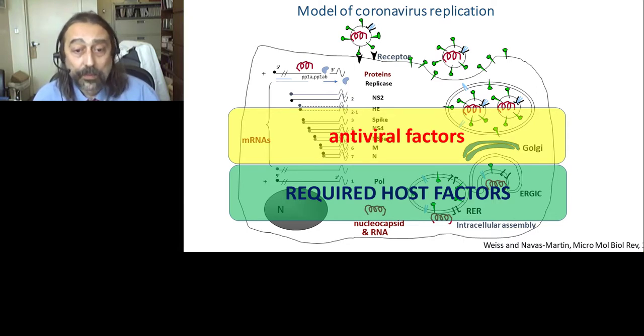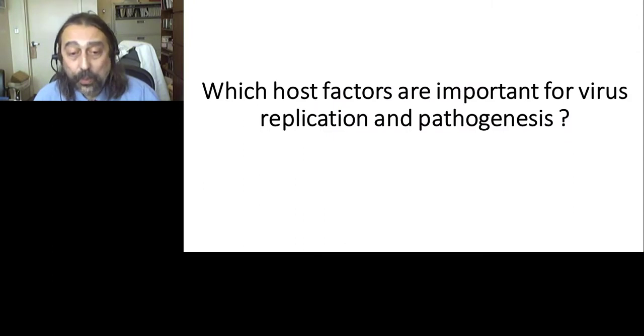Now, one of the questions that my lab has been trying to understand in terms of viruses, and especially RNA viruses, and as I mentioned before, mainly with influenza, is which host factors are important for virus replication and pathogenesis. What are these required host factors that the virus needs to use, and what are these antiviral factors that the virus needs to avoid, and that in the end determine the outcome of viral replication.